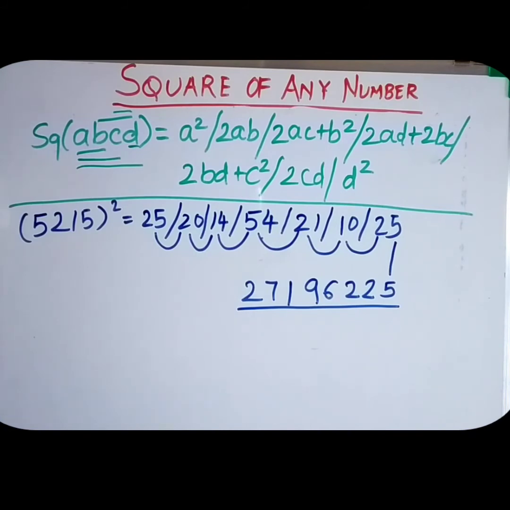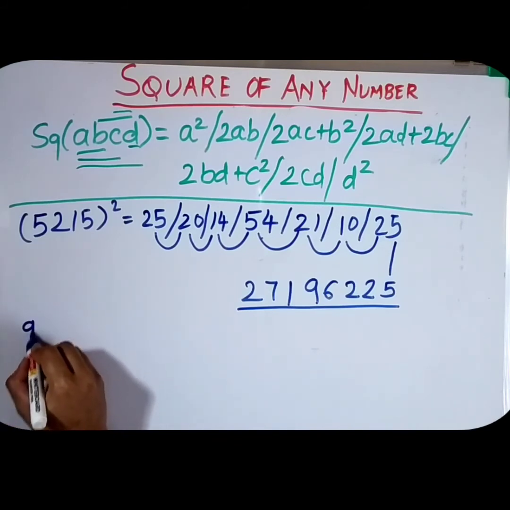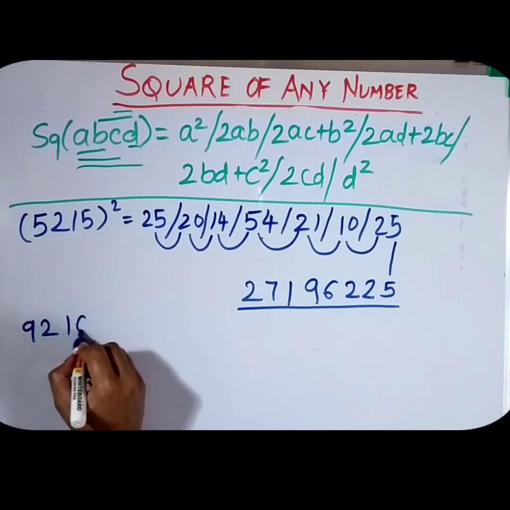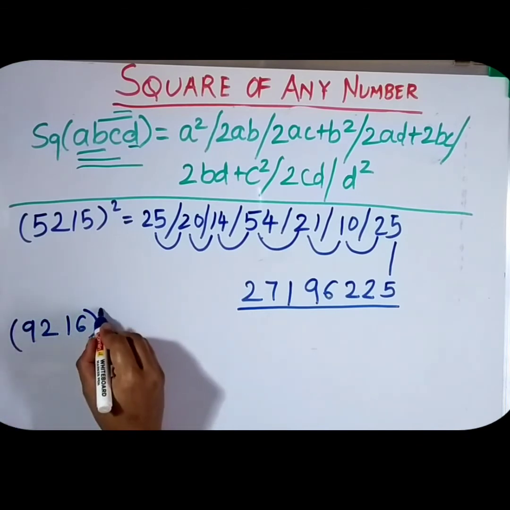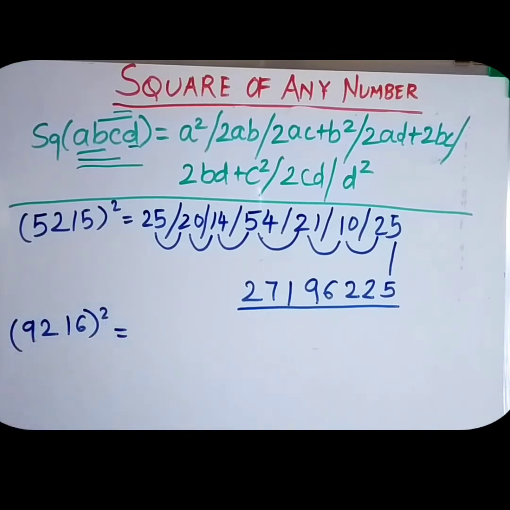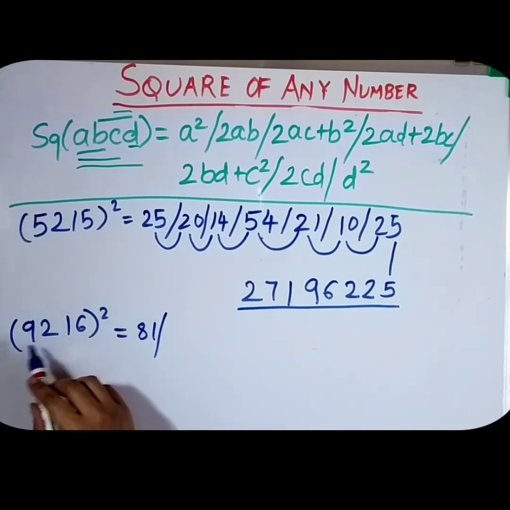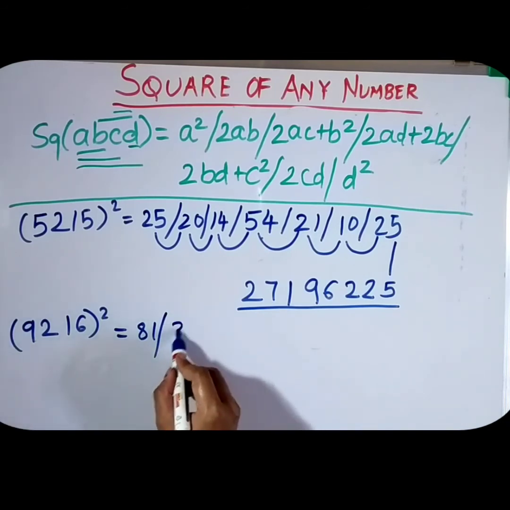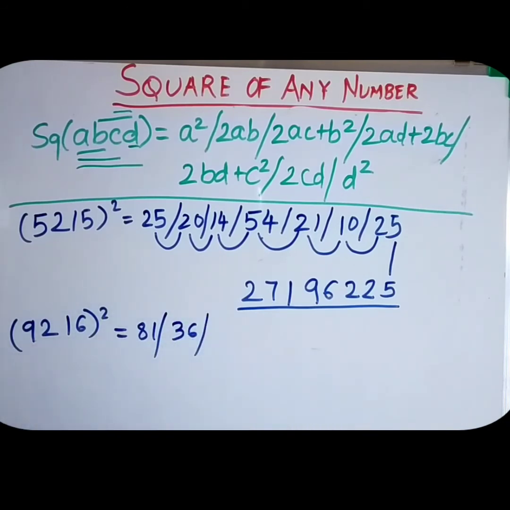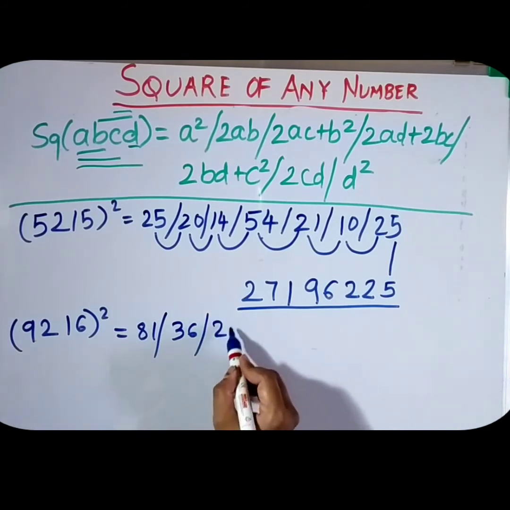I'll take one more example for this. It will be a little bit bigger number. Suppose I have to take 9216 square. So 9 square is 81. Then the duplex of 2 digits, 2 into 9 into 2 is 36. Then the duplex of 3 digits, 2 into 9 into 1 plus 2 square is nothing but 22.